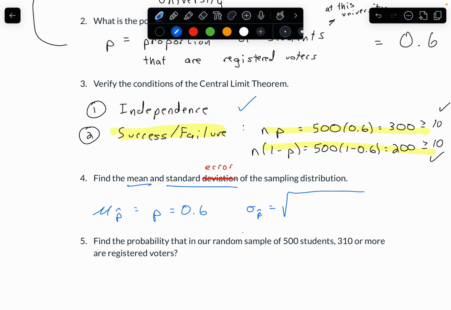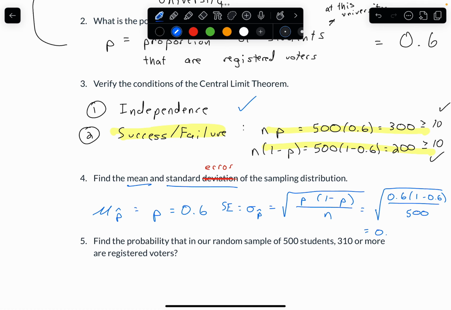But if I want to calculate the standard deviation or the standard error, we might use SE for standard error. I want to use the formula square root of p times 1 minus p divided by n. So here I'm going to have to do a little bit of calculation. We said p is 0.6 times 1 minus 0.6 divided by n, which was 500, our sample size. So here we are going to have to grab our calculator. Square root of 0.6 times 1 minus 0.6, which is 0.4, divided by 500 gives me 0.0219.